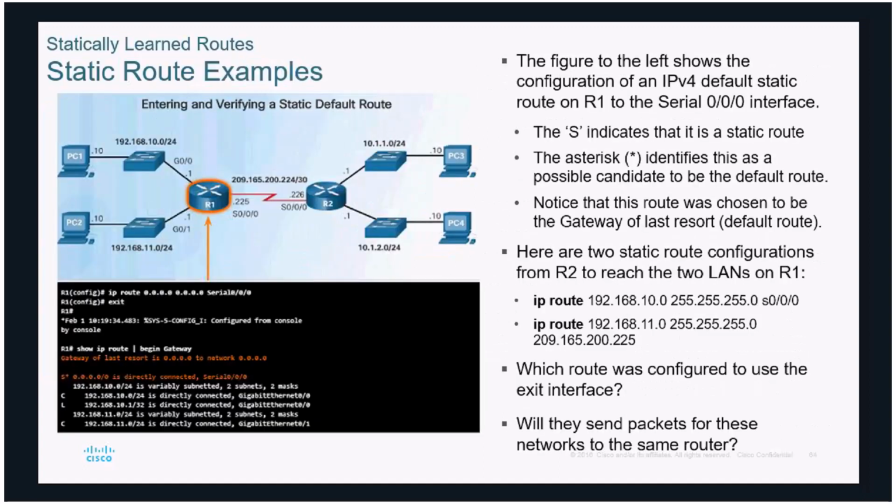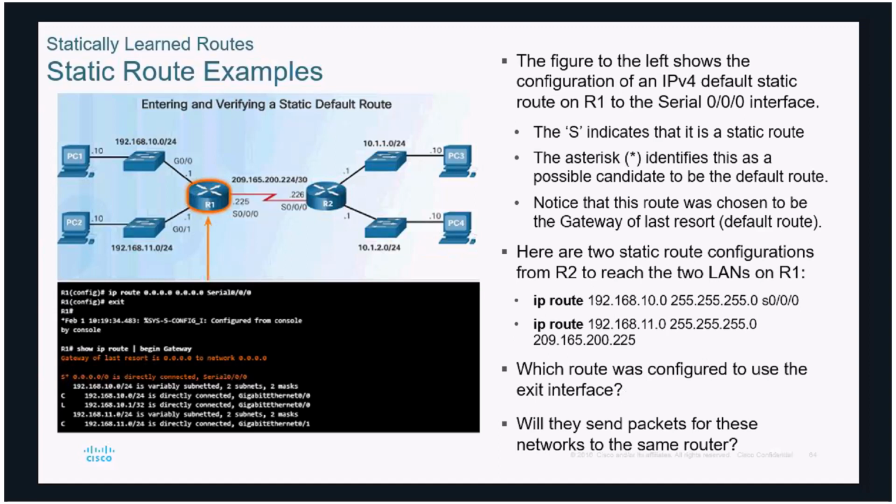There are some examples here of static routes. You can see 0.0.0.0 via serial 0/0/0, going out this interface and then exiting. That's a configuration, so it shows a static route being configured. This is chosen to be a gateway of last resort, so it has used quad zeros there. So it's the default route. There's a configuration. Here are two static route configurations from R2 to reach the two LANs on R1.